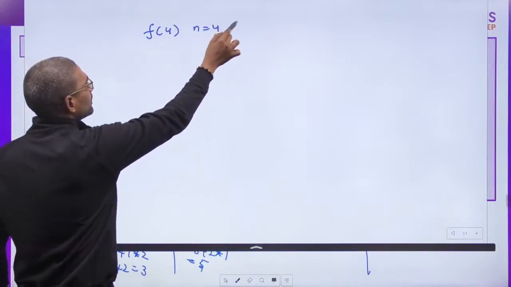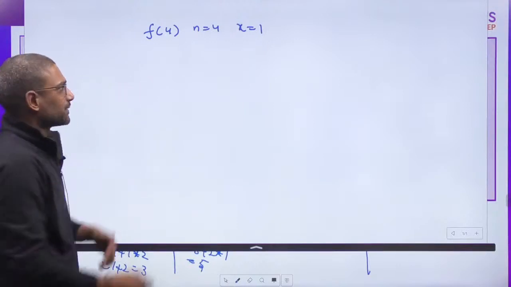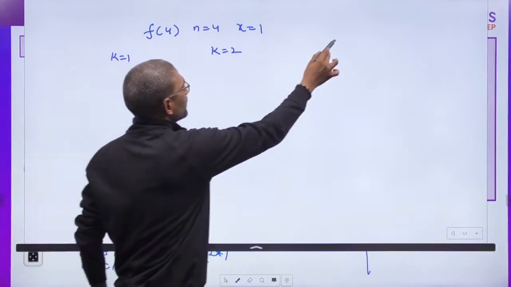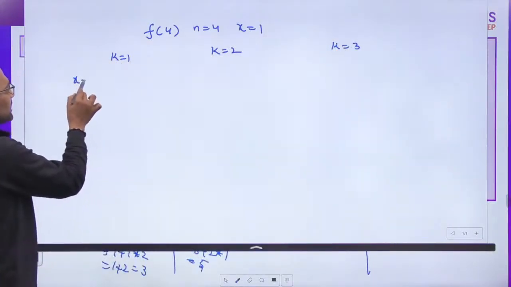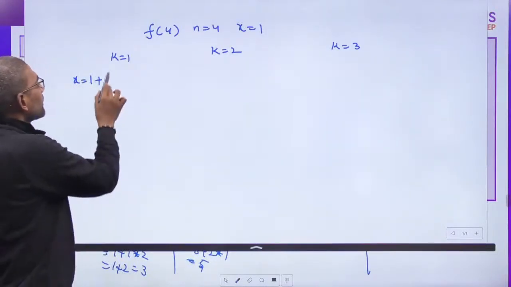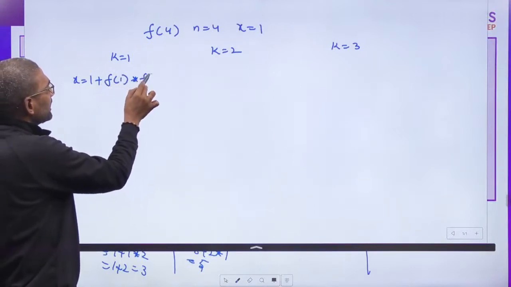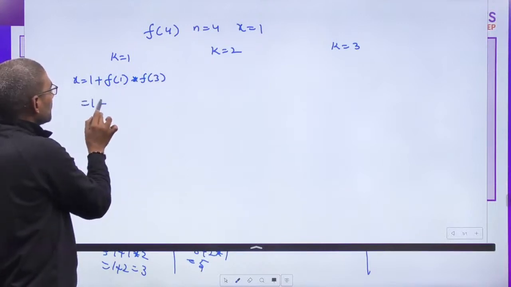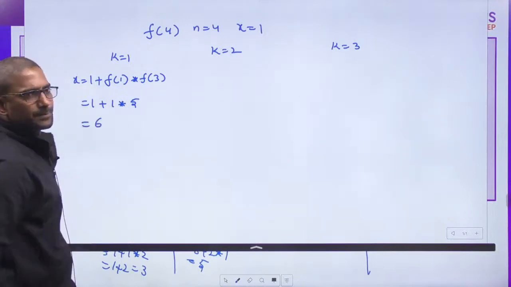N is equal to 4, x is again started with 1. Now the loop runs 3 times: k is 1, 2, 3. When k is 1, x is equal to x plus, that is 1 plus f of k into f of n minus k, 4 minus 1, 3. 1 plus 1 into f of 3 is 5, that is 6.